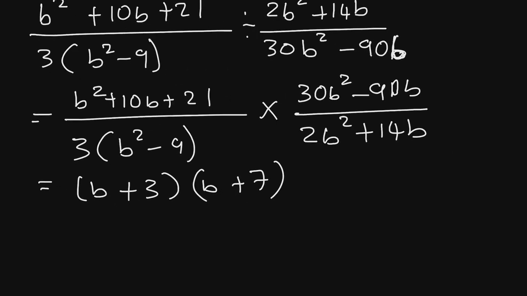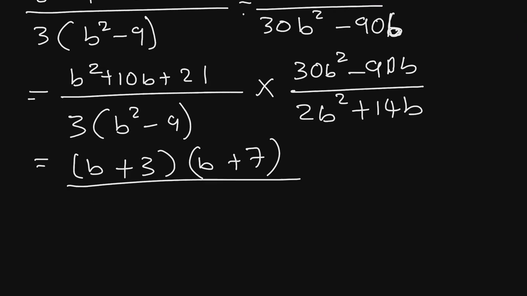So now we have to factorize at the bottom. Remember, like I said, at the bottom here, you are having 3 out there. But now what is inside here is a difference of 2 squares. So it's b squared minus 9. So b squared minus 9 is a difference of 2 squares.